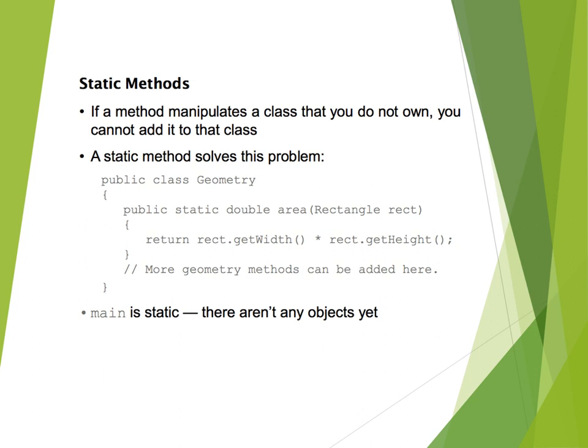Also, main is static. The reason that main is static is because there are no objects when you start your program. So if main is not static, you cannot call it at the beginning, right? So main should be called without having an object of the containing class. That's why main should be static.